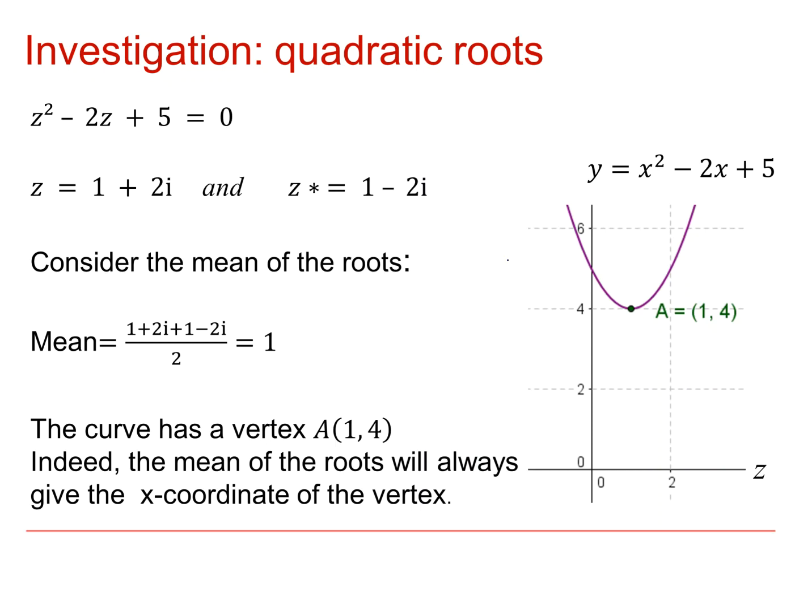Can you prove this for the general quadratic equation az² + bz + c = 0?